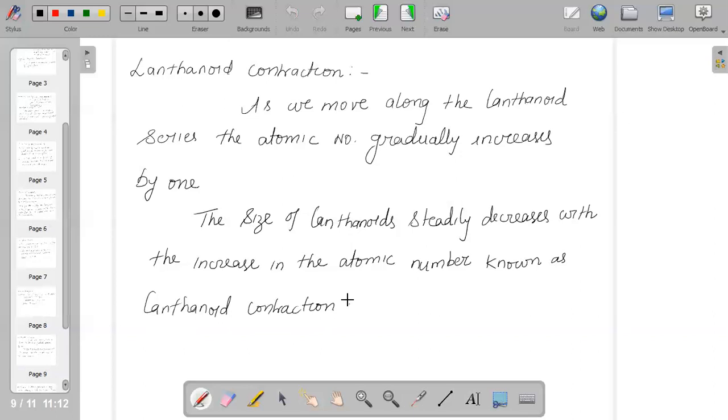So we could say that lanthanoid contraction means there is a similarity in the properties of the second and third transition series. The size of lanthanoids steadily decreases with the increase in atomic number, and that is what we call lanthanoid contraction, the most important question frequently asked from the F block.